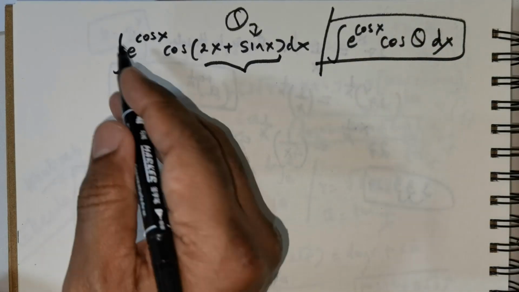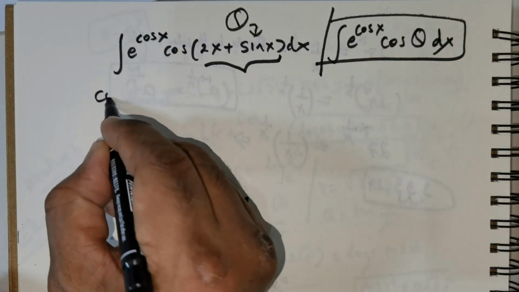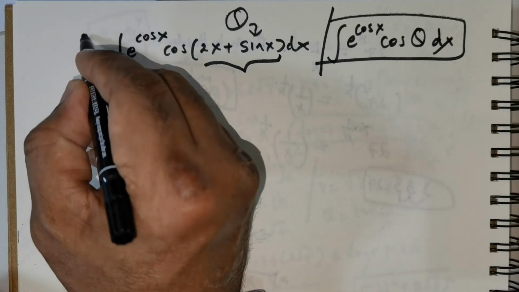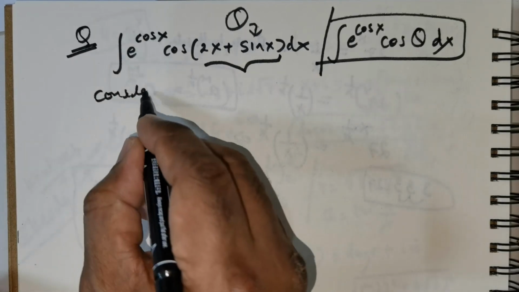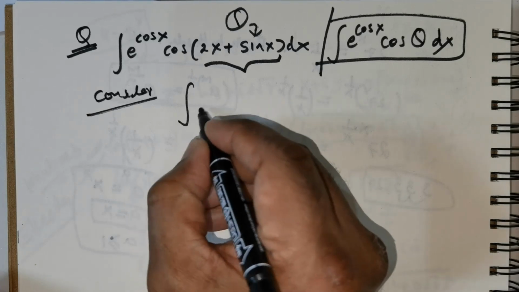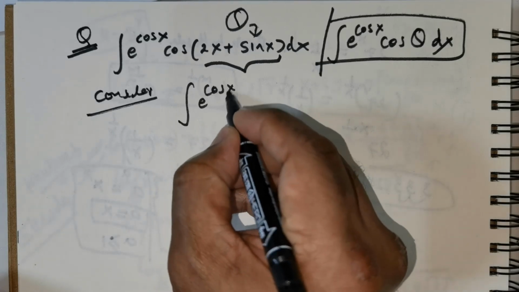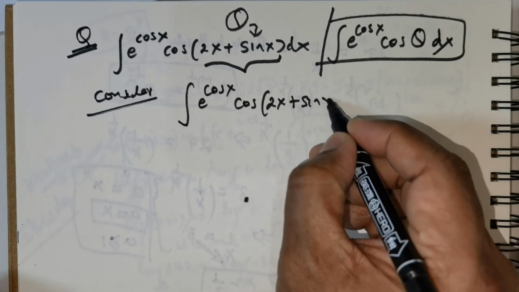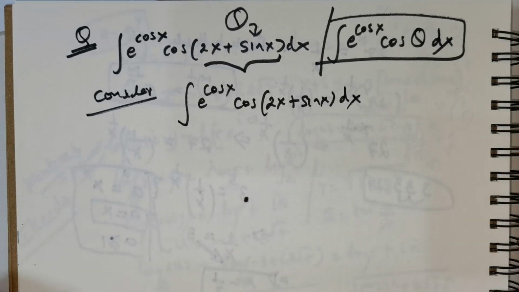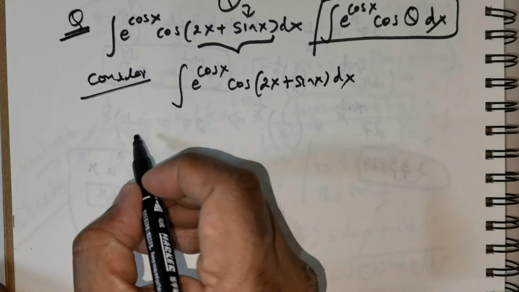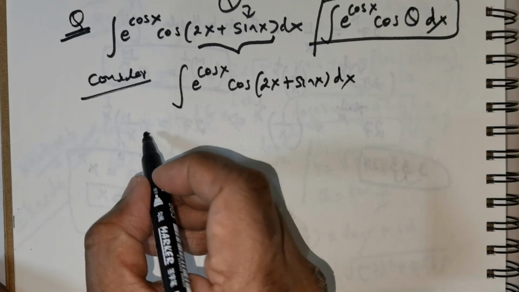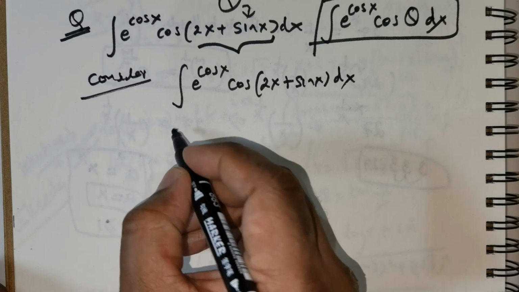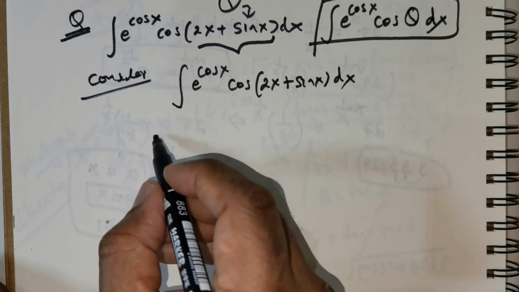So let me just take this integral first. Consider, this is the question, I'm giving you the solution here. Consider integral e raised to the power of cos x times cos of 2x + sin x times dx. Now I would like to shed some light on the Euler's representation of a complex number.